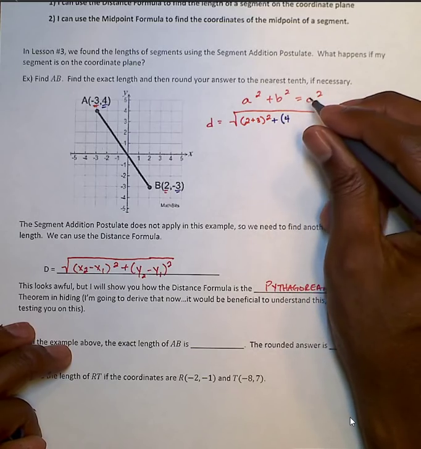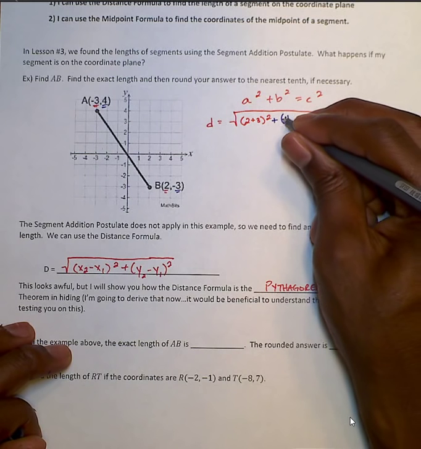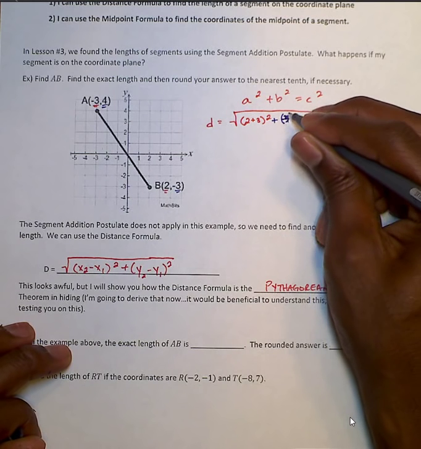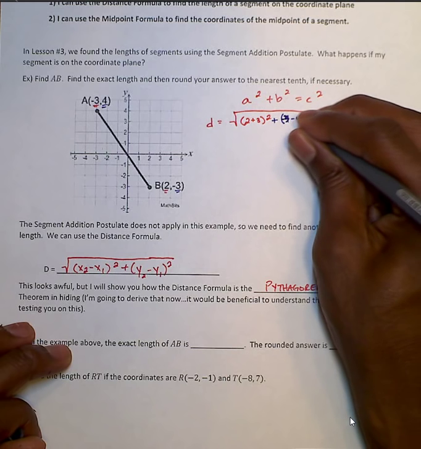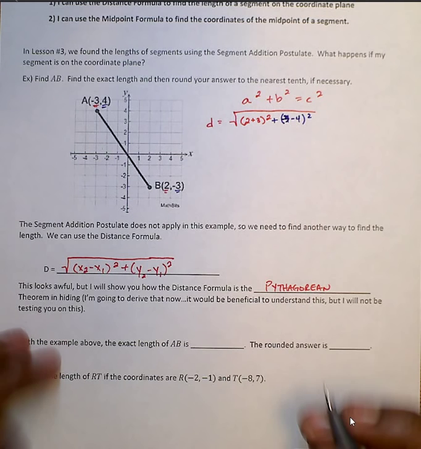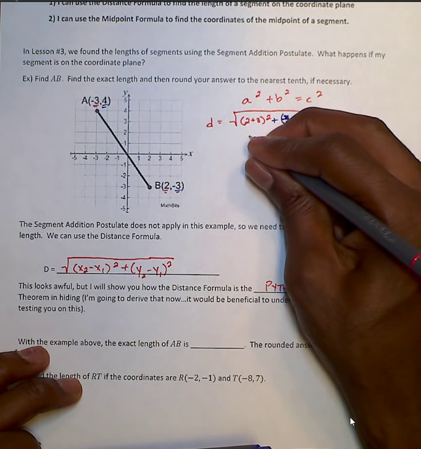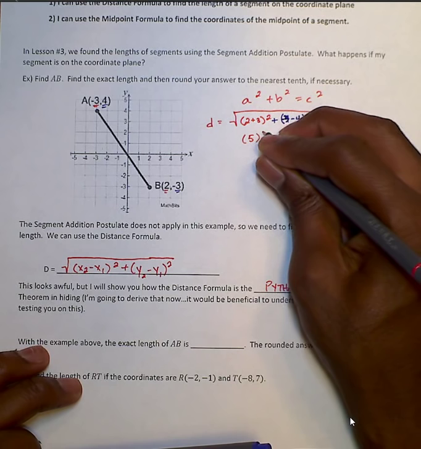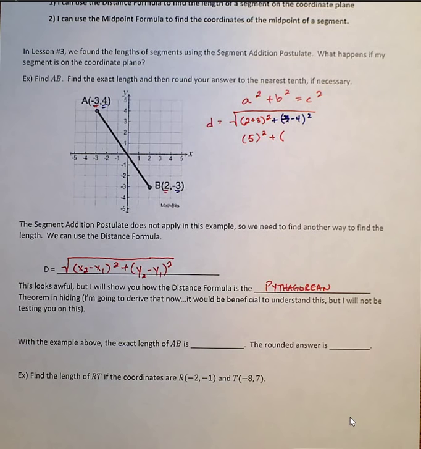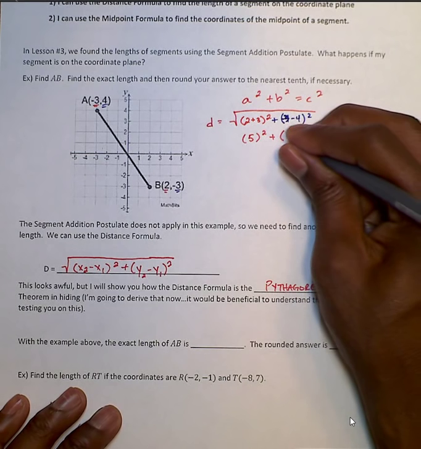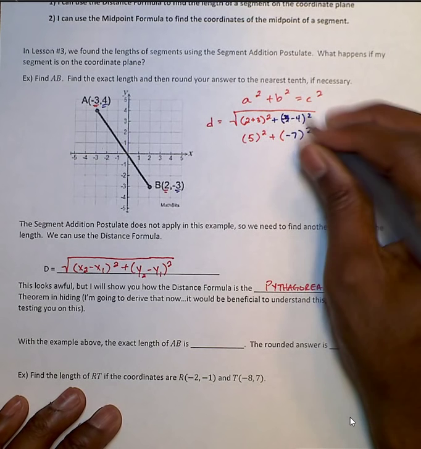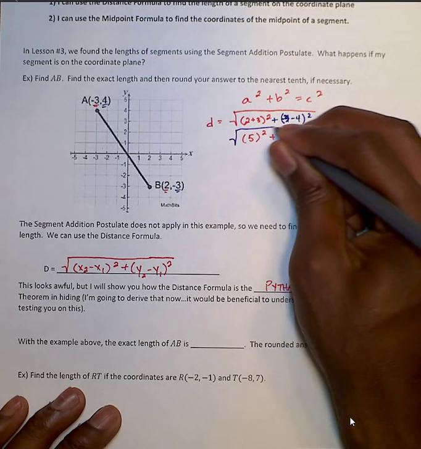Alright, let me do the same direction, -3 minus 4 squared. Okay? Alright, so then what we had here was 2 plus 3 squared, or 5 squared, plus -3 minus 4, or -7 squared. You can have that here.